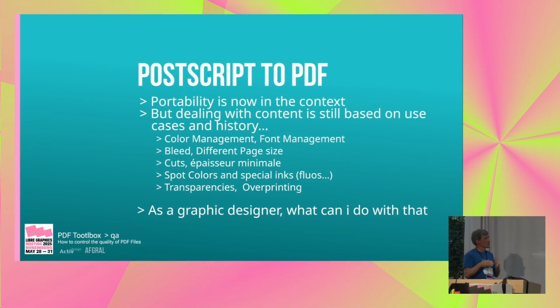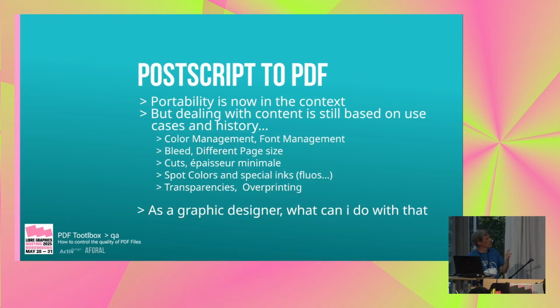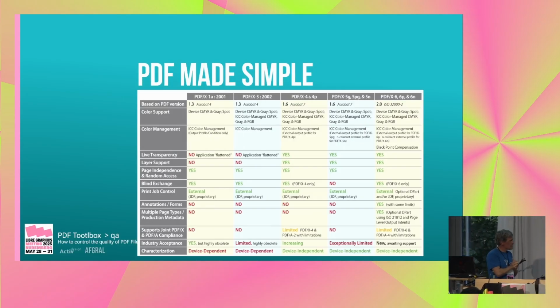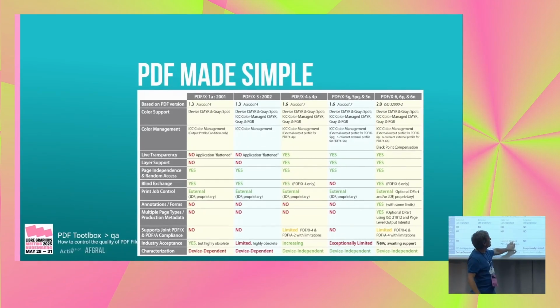So the problem is, as a graphic designer, how can we do that? How can we be sure it will be correctly stored in the document? This is an overview of the different flavors we have in PDF/X. On the left, it's the oldest one, and on the right, it's the most current. And we mainly use PDF/X-4 here.